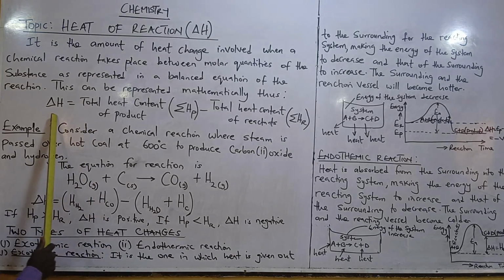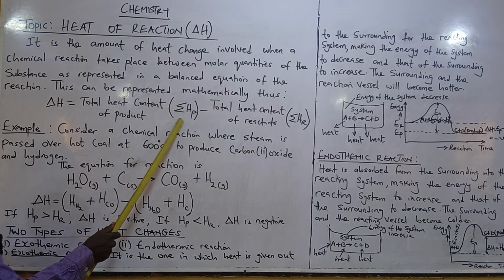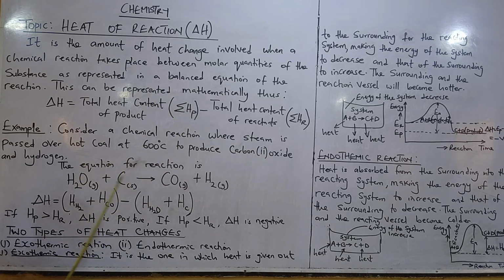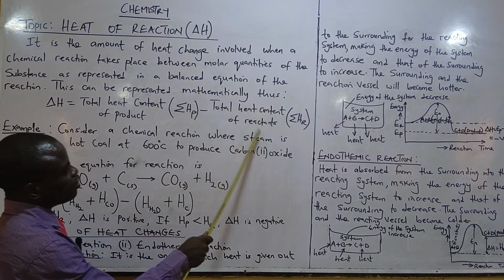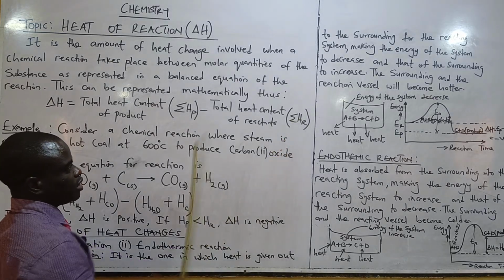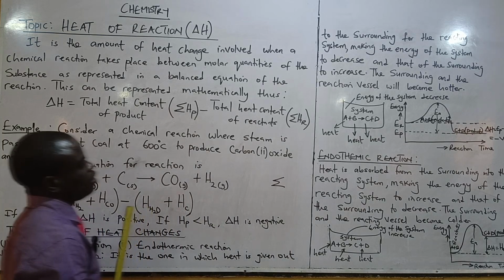You can see delta H equals total heat content of products, that is, the sum of the heat content of the products, the enthalpy of the products. Let's say this is the product, and this is the reactant. You add the heat content, the values given to you, together for the products and remove the reactants from it. That is, minus the total heat content of the reactants. This sign is sum, sigma. When you have something like this, that's sum.